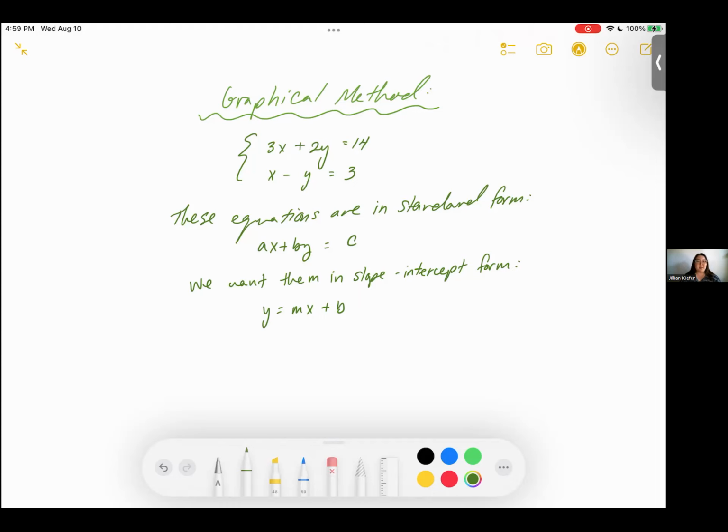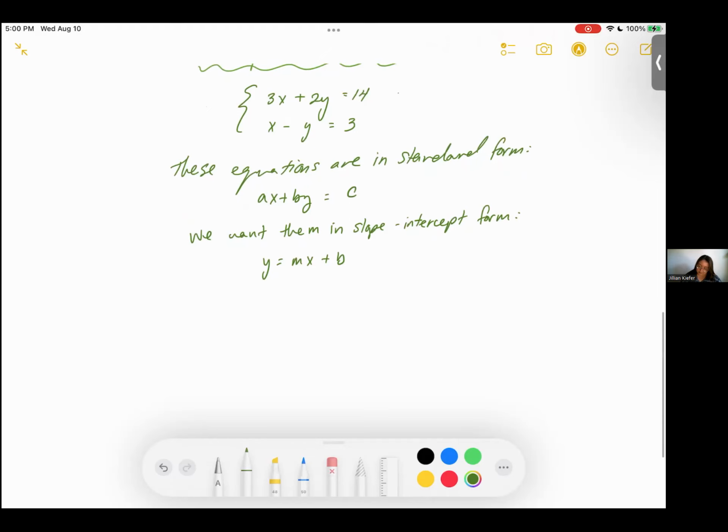So we're going to go ahead and do that real quick before we actually go over to Desmos to show what they're going to look like. So starting with equation 1, which we said this was equation 1, and this was equation 2. Starting with equation 1, we've got 3x plus 2y equals 14. And to get our equation in slope-intercept form, we need to solve for y.